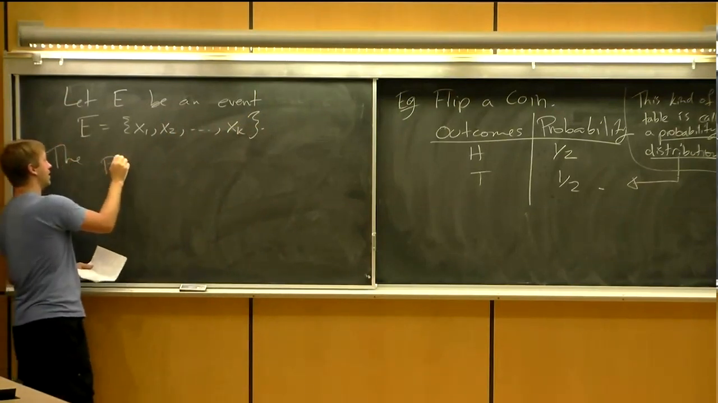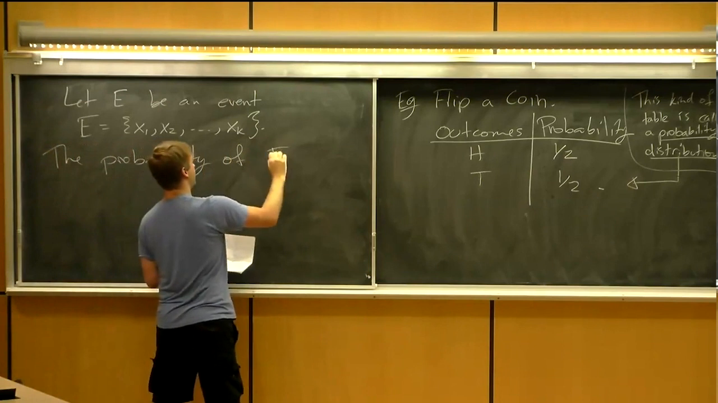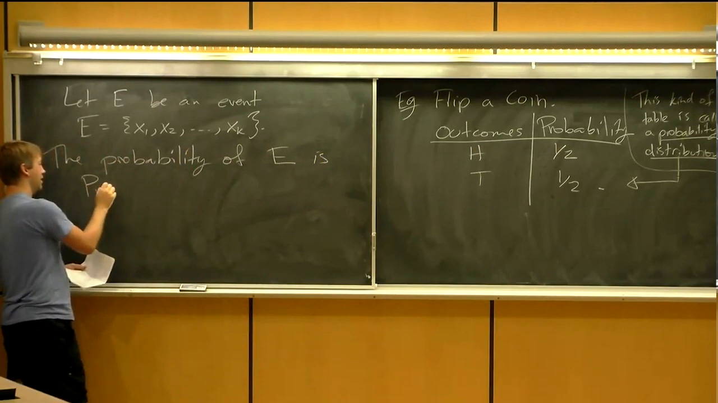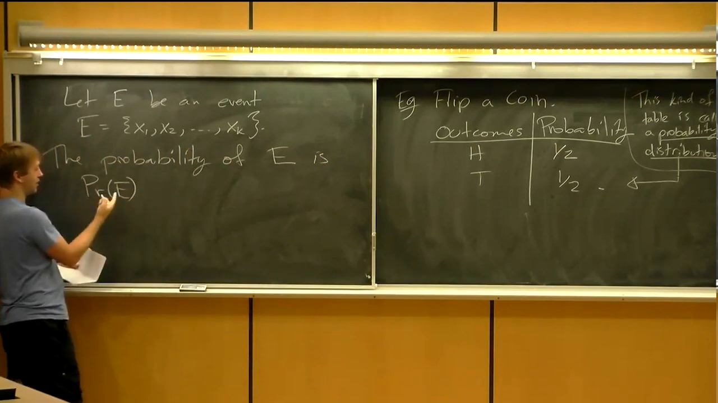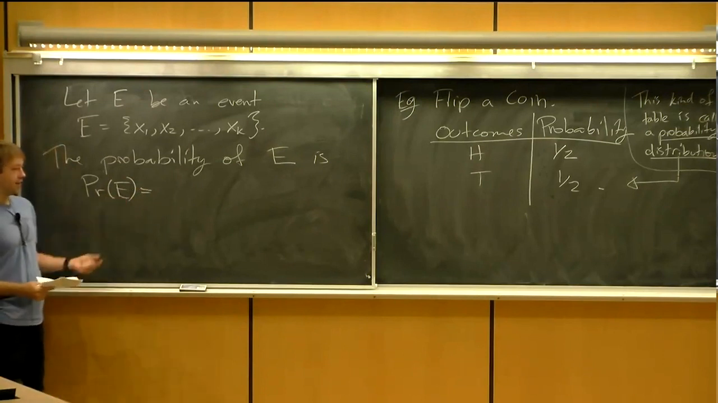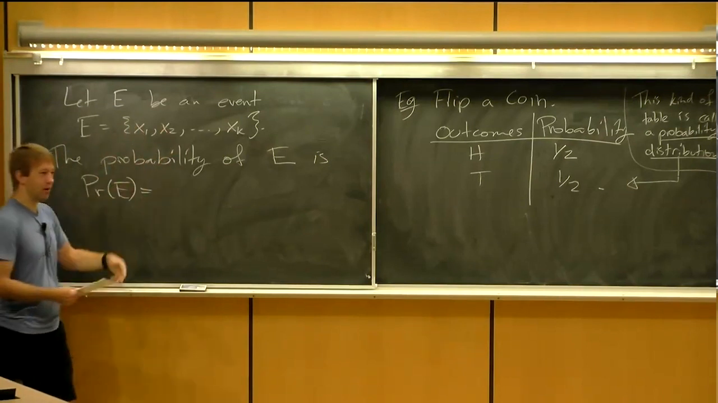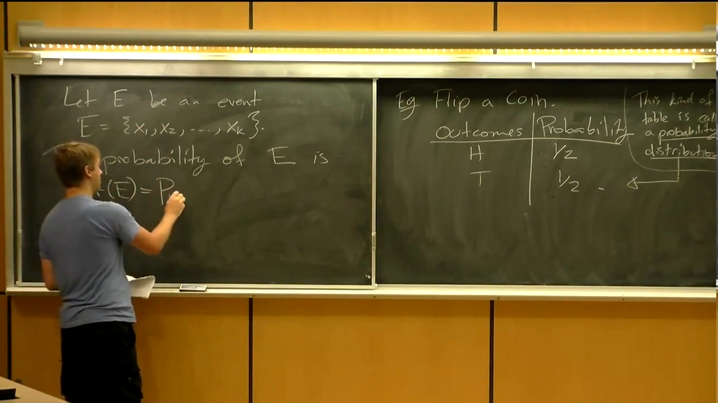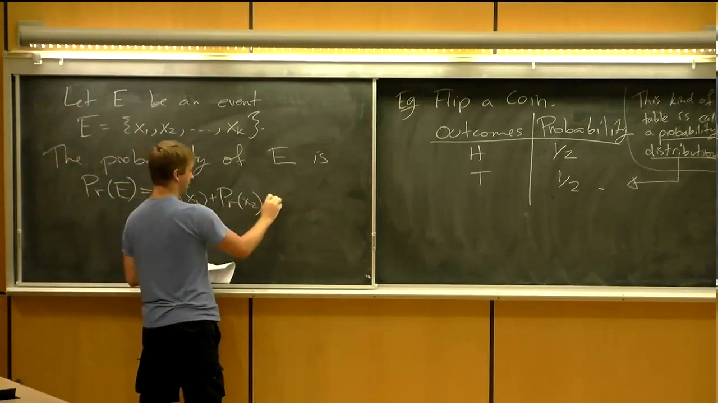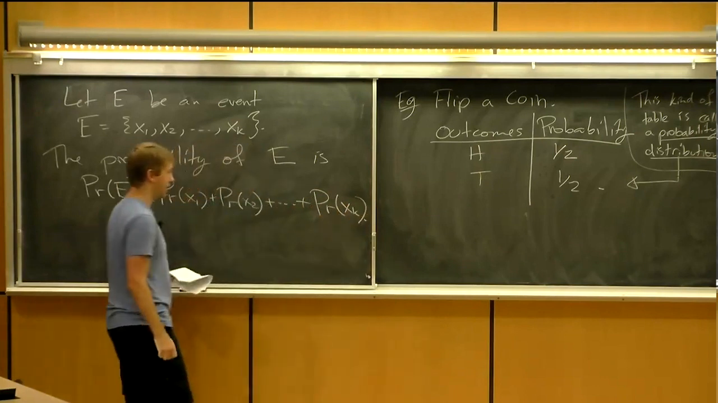The probability of the event E is then defined to be, so the notation is Pr of E. And to compute the probability of E, you just add up all the outcomes inside of E, like you add up all their probabilities. So the probability of E is the probability of x1 plus the probability of x2 plus dot, dot, dot, up to the probability of xk.